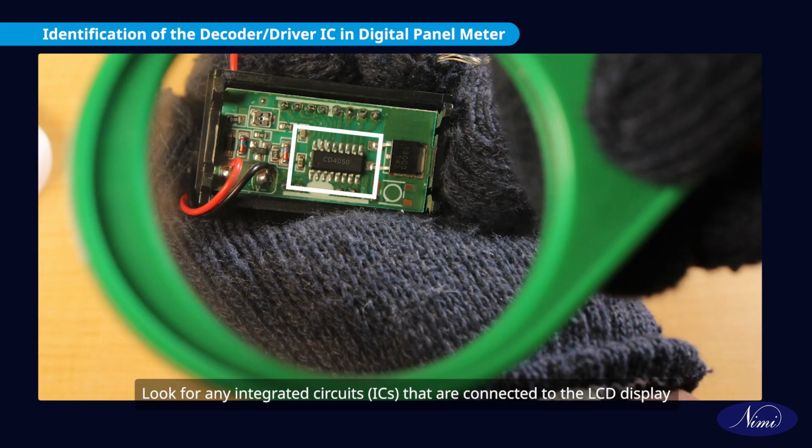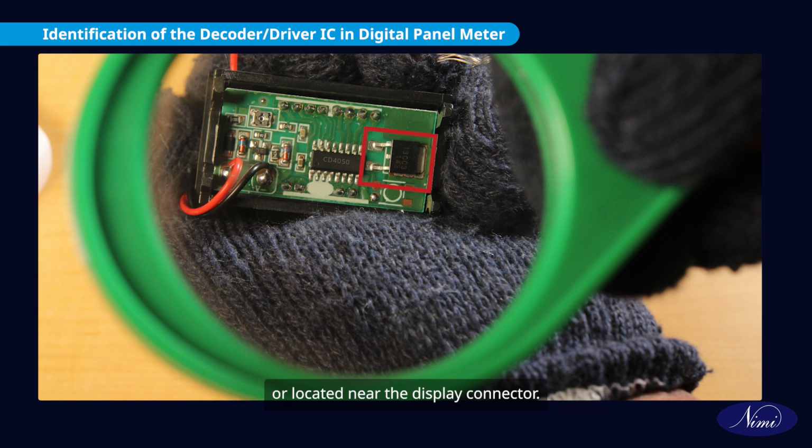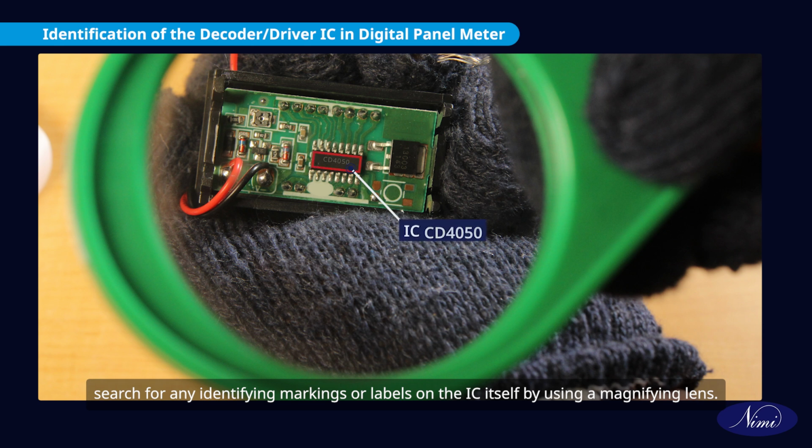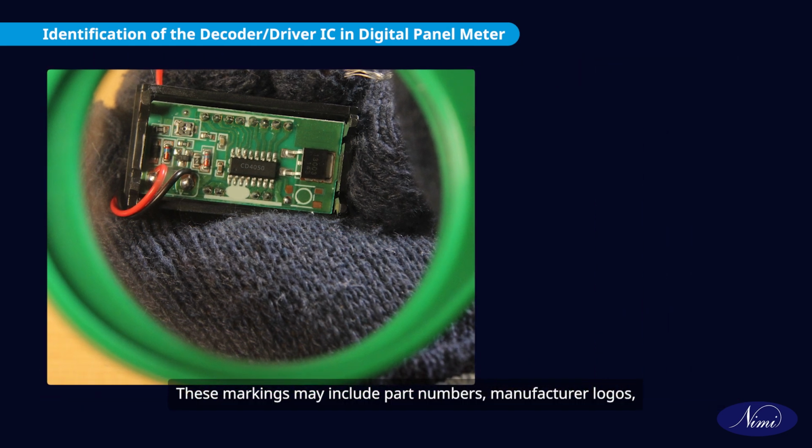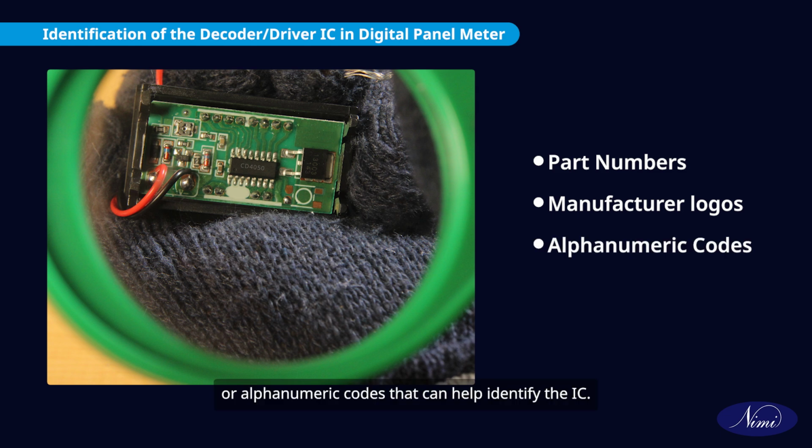Look for any integrated circuits, ICs, that are connected to the LCD display or located near the display connector. Once you have located the IC that appears to be driving the LCD display, search for any identifying markings or labels on the IC itself by using a magnifying lens. These markings may include part numbers, manufacturer logos, or alphanumeric codes that can help identify the IC.